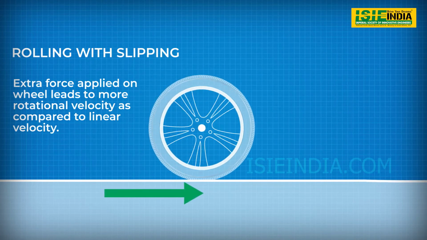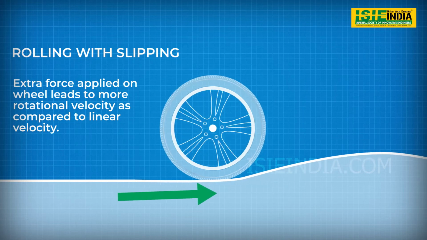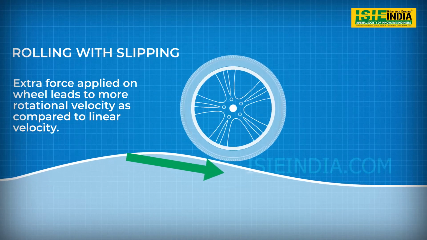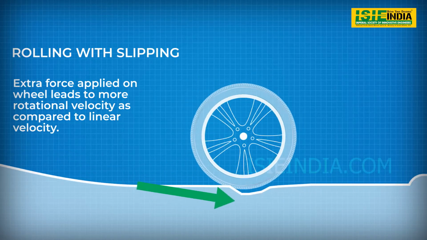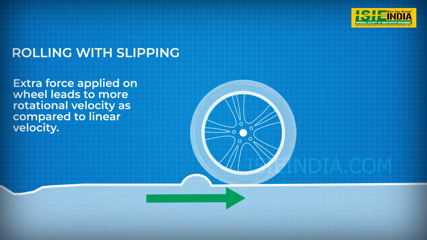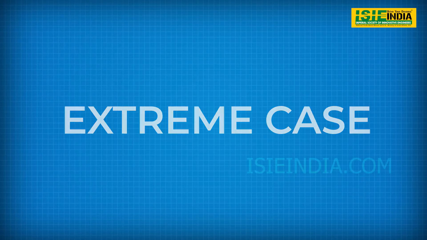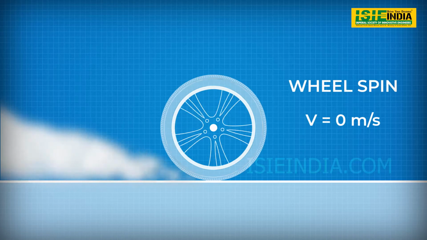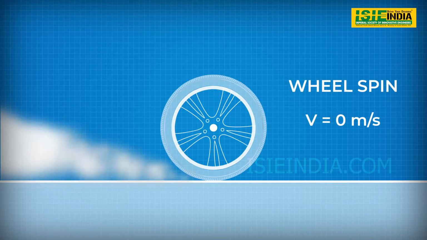Now similarly, for the wheels, when an extra amount of force is applied, this leads to an increase in rotational velocity as compared to linear velocity. When this extra amount of force is within the traction limit, the wheel is said to be rolling with slipping or wheel slip. Now in this we have an extreme case where the wheel has rotational velocity but no linear velocity, or v equal to 0 meter per second. Then the wheel is said to be under spin.